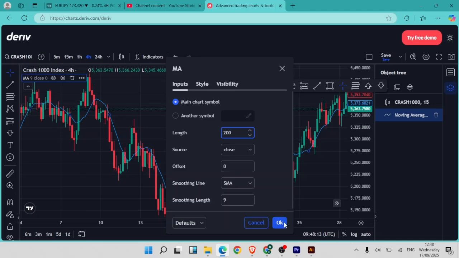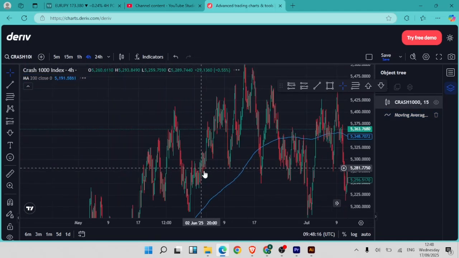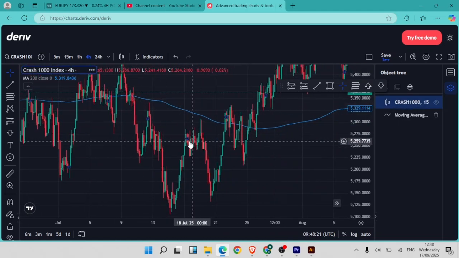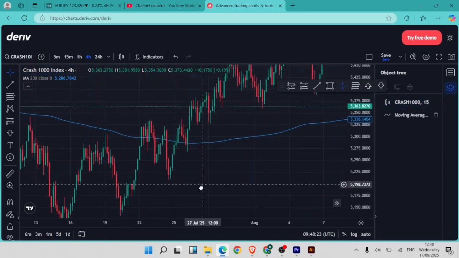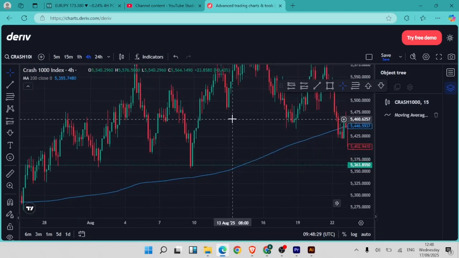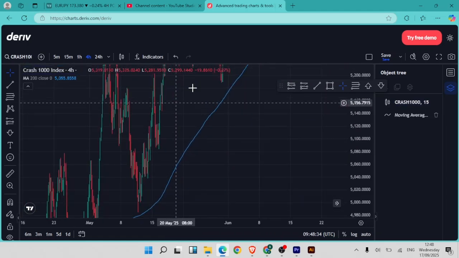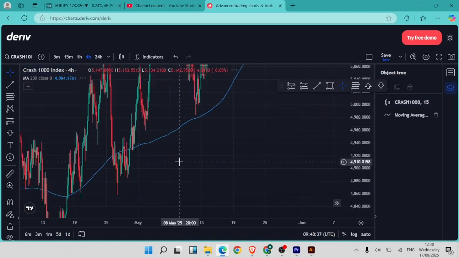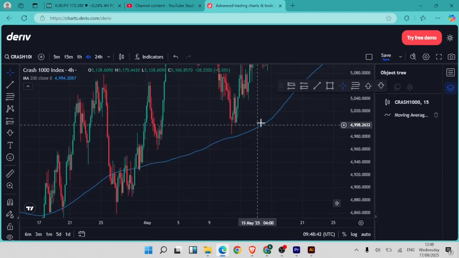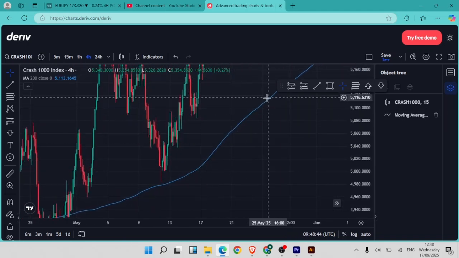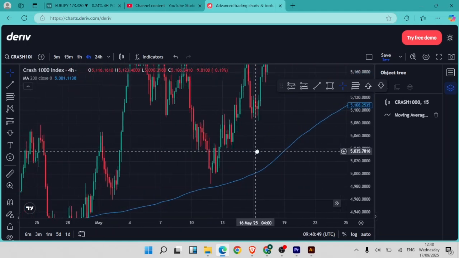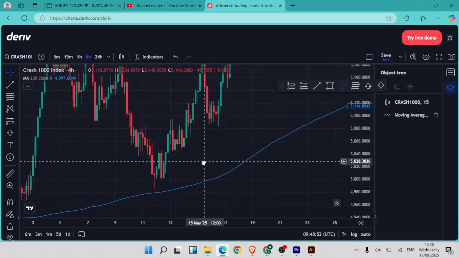200 moving average. Okay, now as long as price is below the moving average, the moment you have an engulfing candle, you sell. If it is above the moving average, the moment you have a bullish engulfing candle, you buy. The moving average is helping you determine the overall direction of the market. So as long as the price is above this 200 moving average, when you have a bullish engulfing candle, you buy.